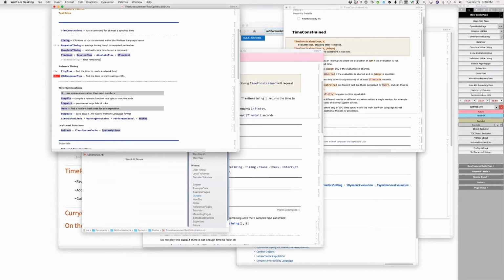Let's see. What should we say? Time remaining until a time constraint? Yes, or in a time constrained operation or evaluation. Time remaining in a running program until a time constraint. It's a little obscure, but I think. Okay.